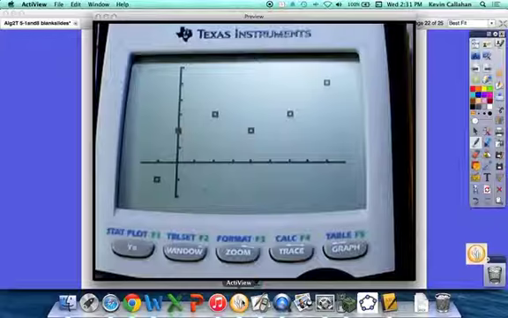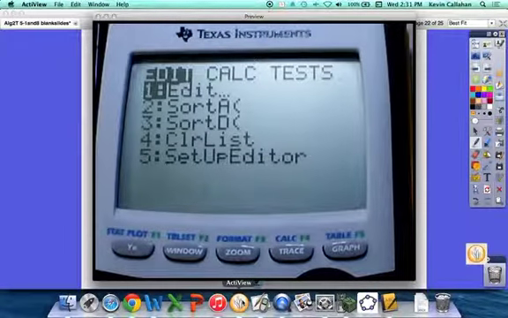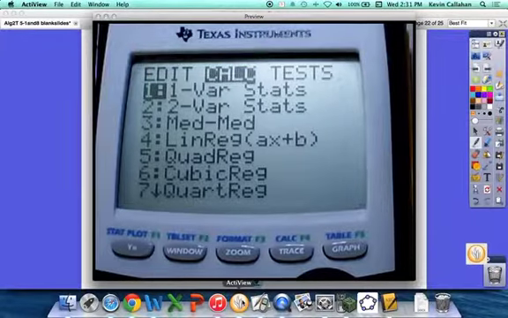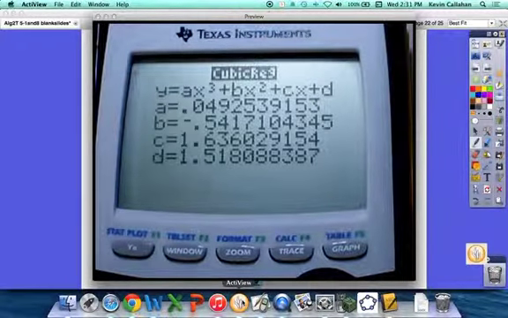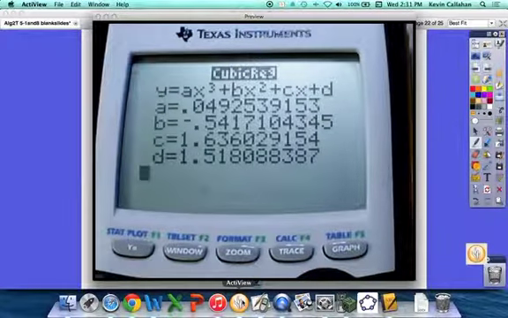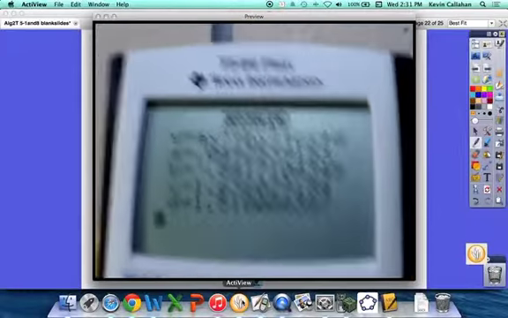So here's how you have the calculator do that step for you. First, you look at your data and say, I think I've got a cubic. So I go to the calculator, press stat, arrow over to calc, 6 for cubic, and then hit enter, enter, enter, enter, and I get those coefficients that we've already found. That's our regression equation.